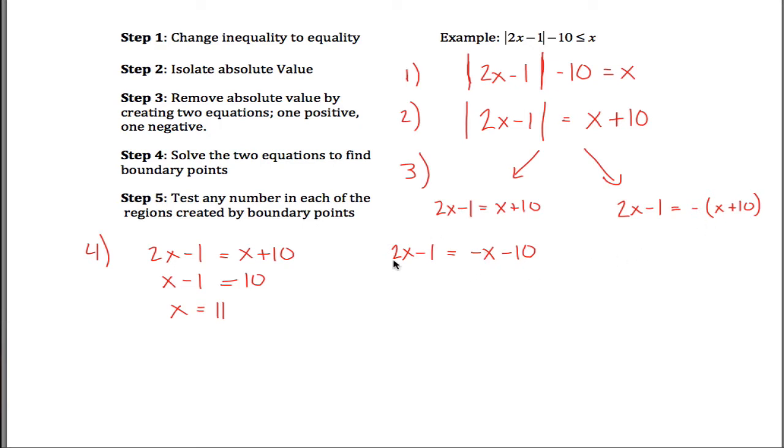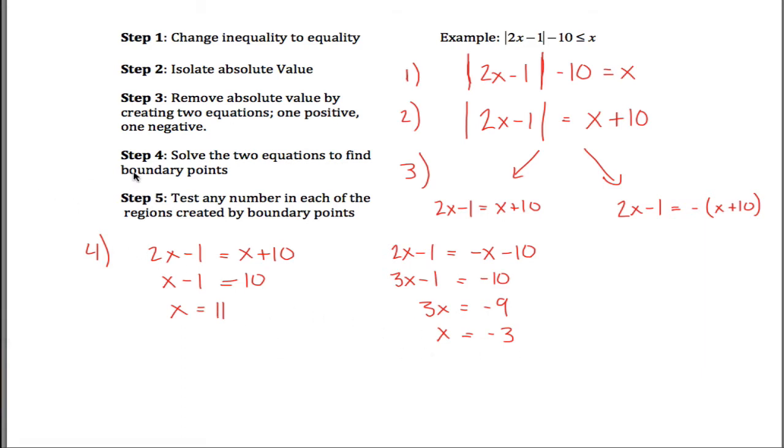But if we were to solve this equation, add x to both sides, and then add 1 to both sides of the equation, and then divide both sides of the equation by 3. And what we've now done is finish step 4. Step 4 was to solve these 2 equations.